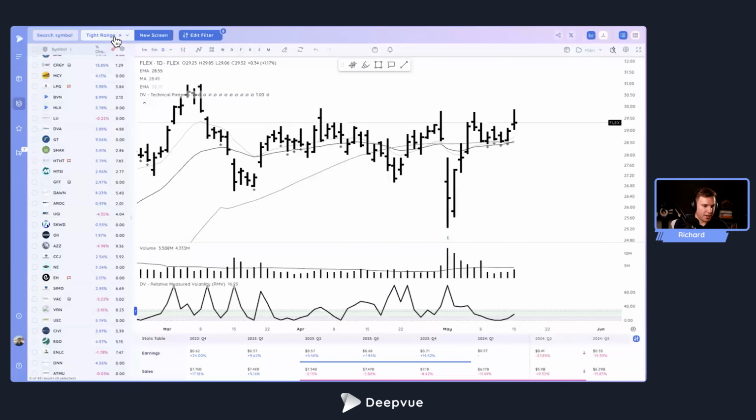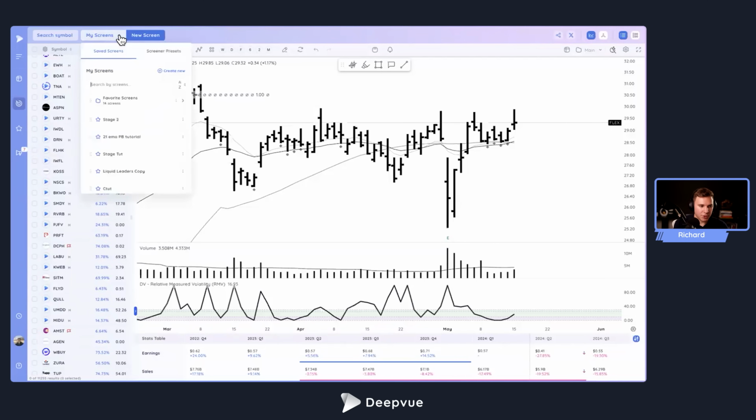So I've got the tight range loaded here, but let's get rid of that just to show how to load it up and find it, just to show how quick it is. You want to click the drop down menu, go over to screener presets. That's where all the Deepvue presets we have are. And if you go over top traders, we've got a lot of them from some very top traders, Kalamagi, Oliver Kell, Minervini, that you can check out.